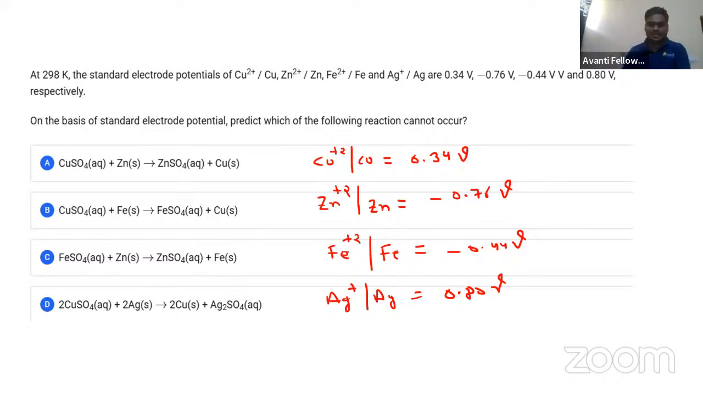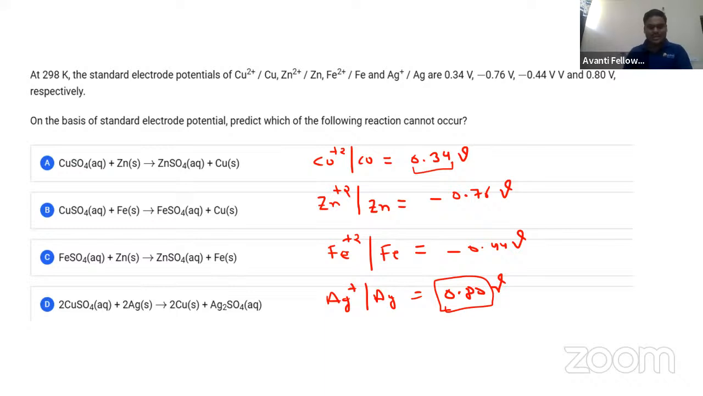Okay, Avanti Live 6. So on the basis of this, which of the following reactions cannot occur? Can copper displace Ag? Anyone? No. Why? Because the value of copper is 0.34 volt and the value of Ag is 0.80 volt. So copper cannot displace Ag. So this reaction takes place, that is option D, right?